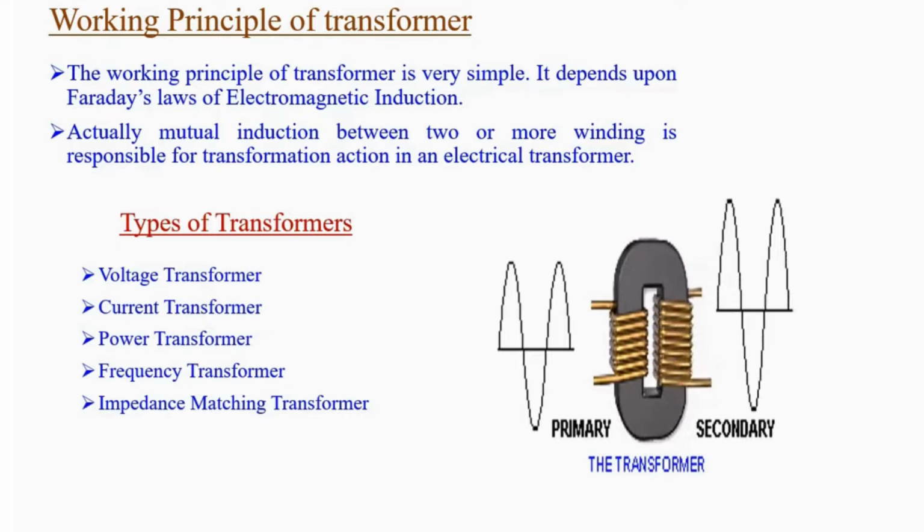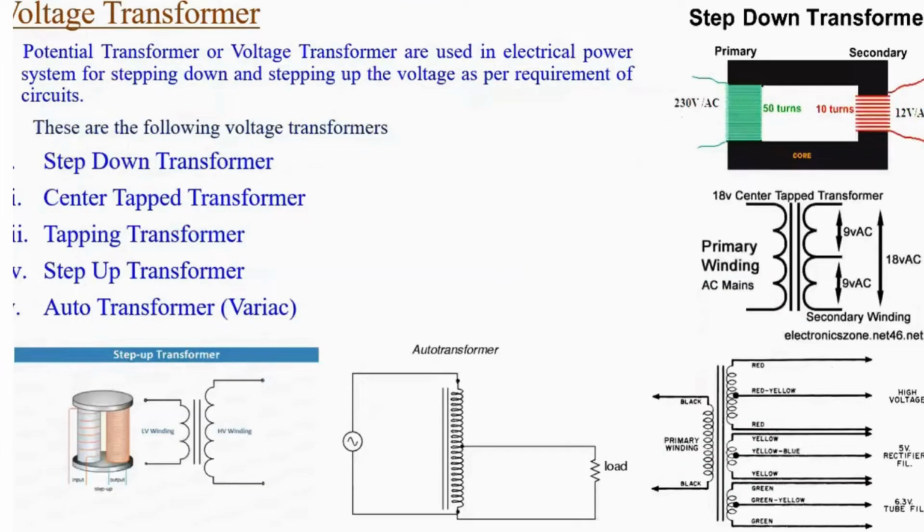Now, types of transformer: voltage transformer, current transformer, power transformer, frequency transformer, impedance matching transformers. So we have a variety of different types of transformer. Mostly in our subject, that is electrical and electronics, we will use voltage transformer, current transformer and power transformer. These are the three main transformers we will use in our subject. On the right hand side, you can see how the transformer works, that is what is primary and secondary. Mostly we will use voltage transformer.